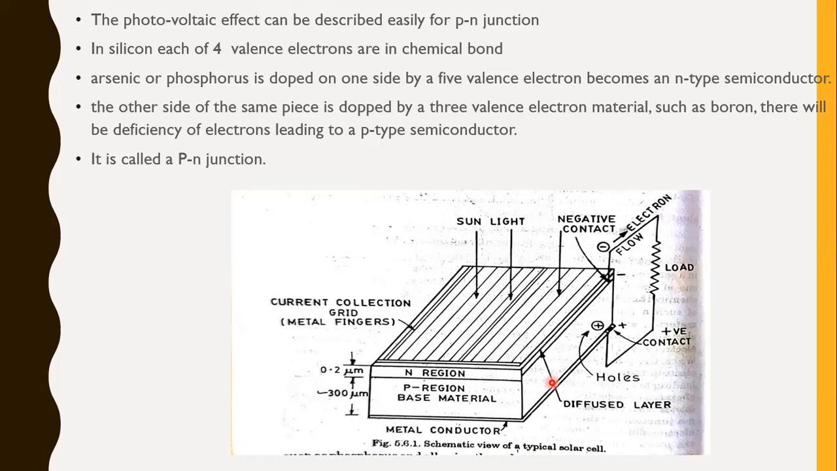This p-n junction is usually obtained by putting a p-type base material into a diffusion furnace containing a gaseous n-type dopant. The dopant is such as phosphorus, and we allow the n dopant to diffuse into the surface to a thickness of about 0.2 micrometers.